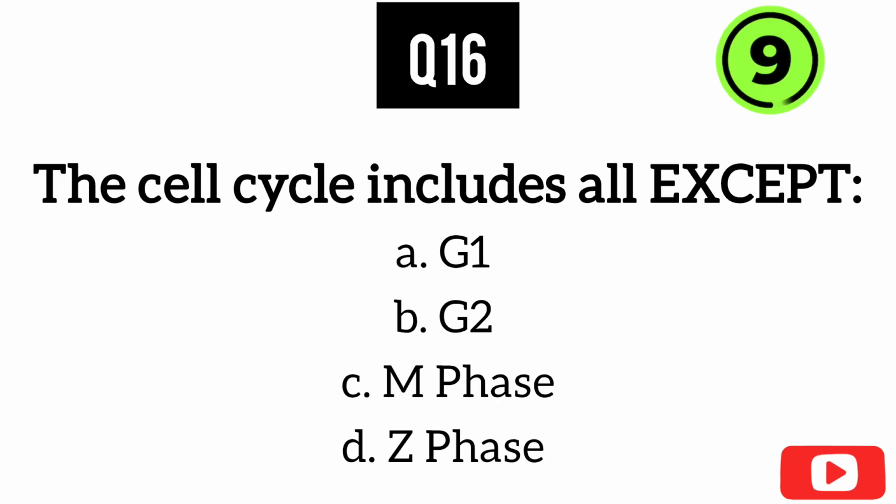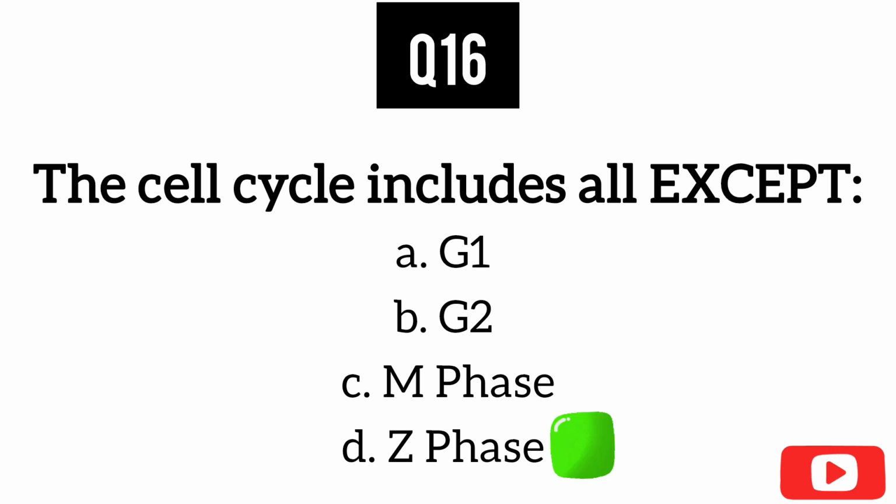Question 16. The cell cycle includes all except A. G1, B. G2, C. M phase, D. Z phase. The correct answer is Z phase. There is no Z phase in the cell cycle. The phases in the cell cycle include G1, S, G2 and M phase.